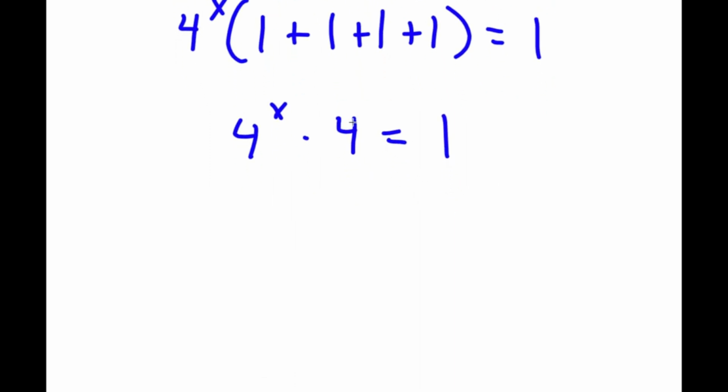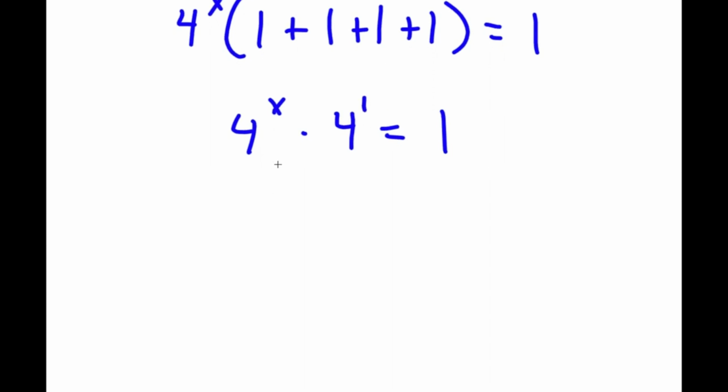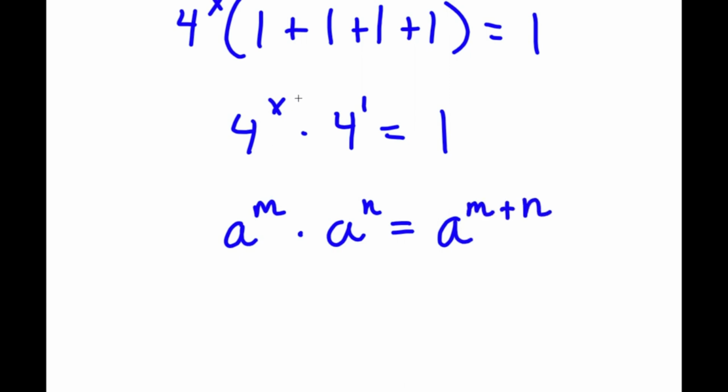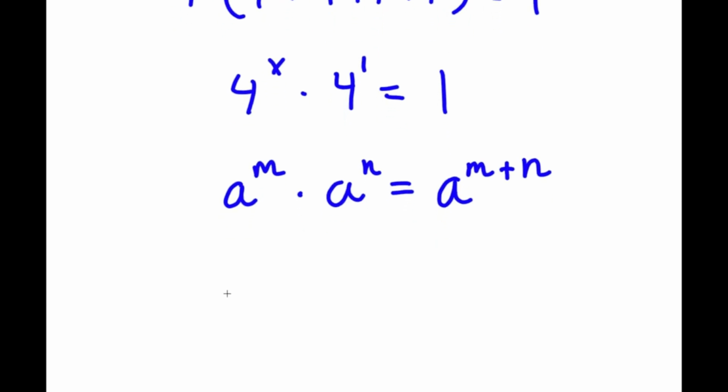Now 4 here is the same thing as 4 to the power of 1. And if I have something in the form a to the power of m times a to the power of n, this is equal to a to the power of m plus n. So 4 to the power of x times 4 to the power of 1 is going to equal 4 to the power of x plus 1. Simply add these two exponents. And this is equal to 1.